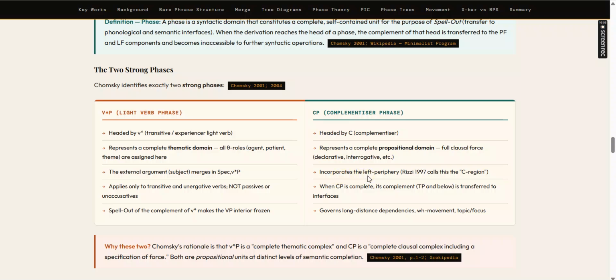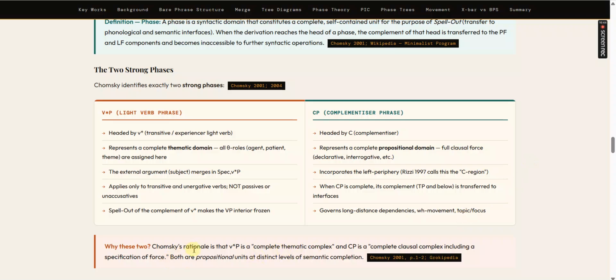Here C incorporates the left periphery. This applies only to transitive verbs, not passive. When CP is complete, its complement is transferred to the interfaces, and vP is spelled out; the complement of v makes the vP interior frozen. And CP governs long distance dependency: WH movement, focus and topic.